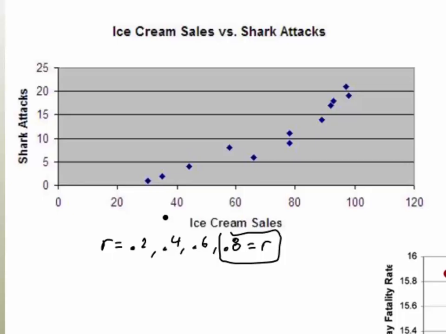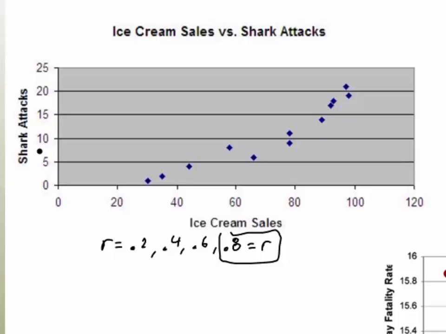So you see the difference between correlation and causation. Eating ice cream is not causing shark attacks, but there is a strong correlation between the two. It's predicting, but it's not causing. So why do we have this strong linear trend of ice cream sales and shark attacks?